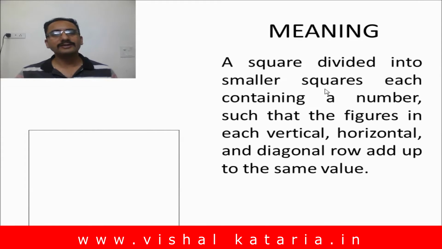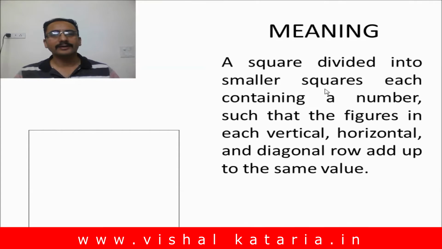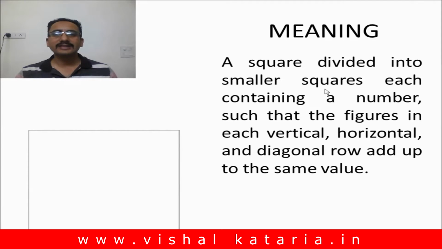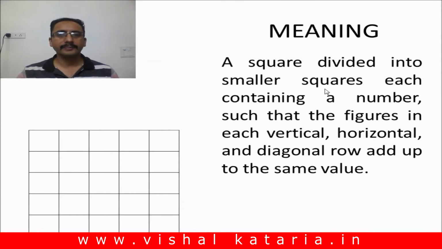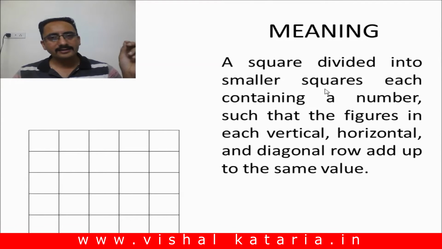of numbers written in each row is equal, and the same is the sum of numbers in each column, and the same is the sum of numbers written in the first as well as the second diagonal. For example, here we have a 5 by 5 grid. Suppose I enter certain numbers.